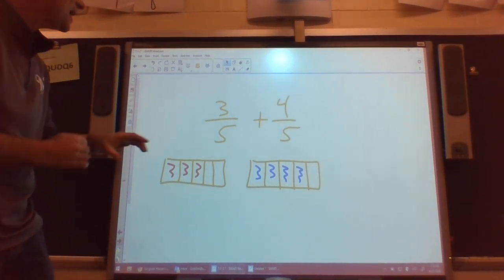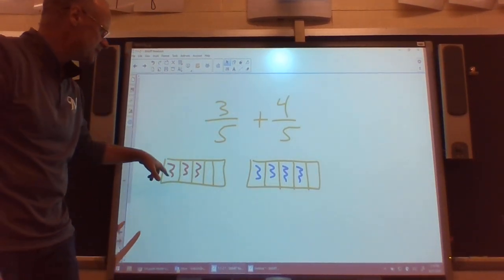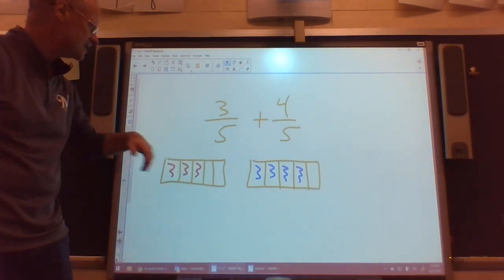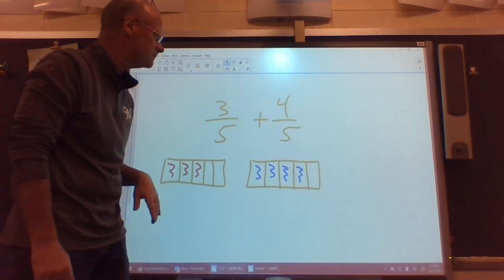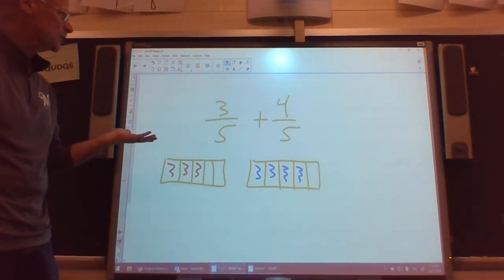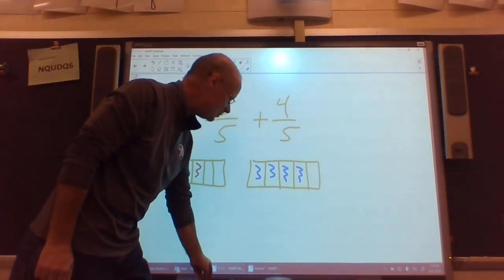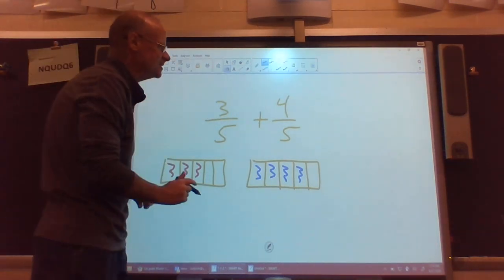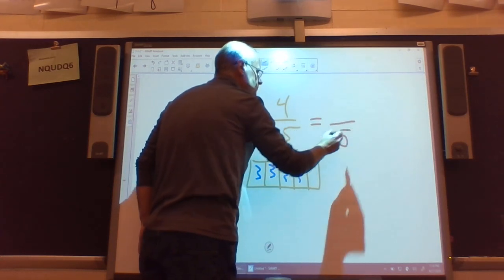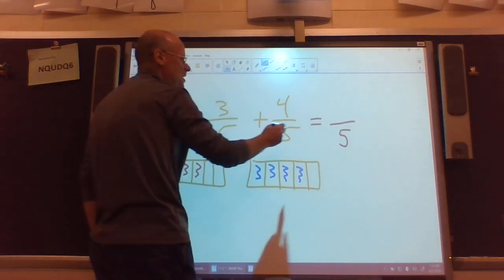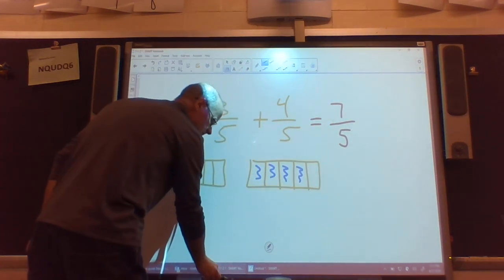So when I did this problem, I have 3/5 plus 4/5. So I drew my rectangle, I cut it into fifths, I colored in 3. Drew my rectangle, cut it into fifths, and I colored in 4. So 3/5 plus 4/5. Now remember, before I told you my denominator is going to stay the same because it's still cut into fifths. And 3 plus 4 is 7. So I end up with 7/5.